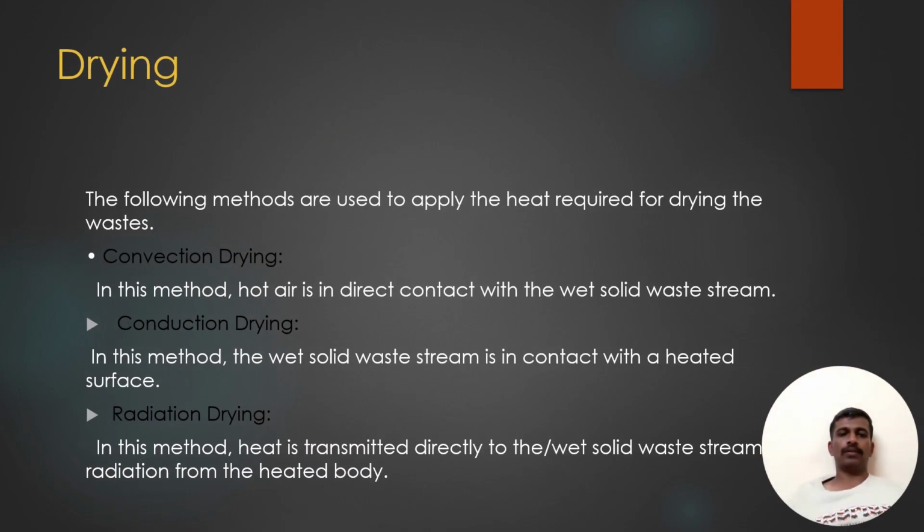Drying. The following methods are used to apply the heat required for drying waste. Convection drying: in this method, hot air is in direct contact with the wet solid waste stream. Conduction drying: in this method, the wet solid waste stream is in contact with a heated surface. Radiation drying: in this method, heat is transmitted directly to the wet solid waste stream by radiation from a heated body.